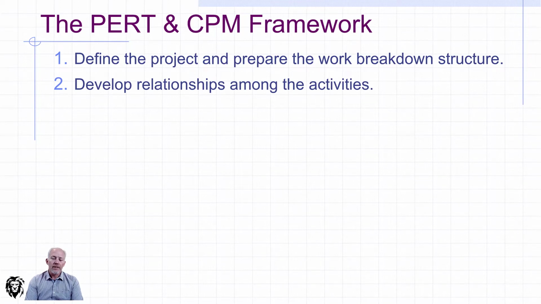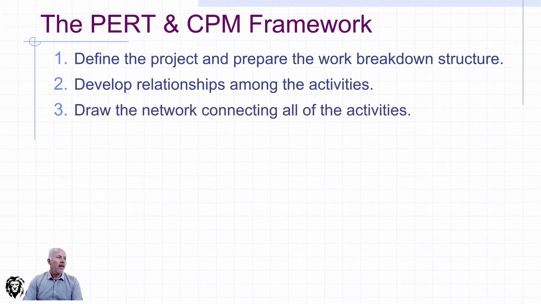And the first step that we have to do in order to get to the network, if you will, or the project, the schedule framework, is to develop the relationships among the activities. And those are those precedents and dependencies that we were talking about in the previous slide. With those established, we will be able to draw a network of all of the activities through our project connected with their logical precedents to get from the start of the project all the way through to the end, with everything having been completed within that network.